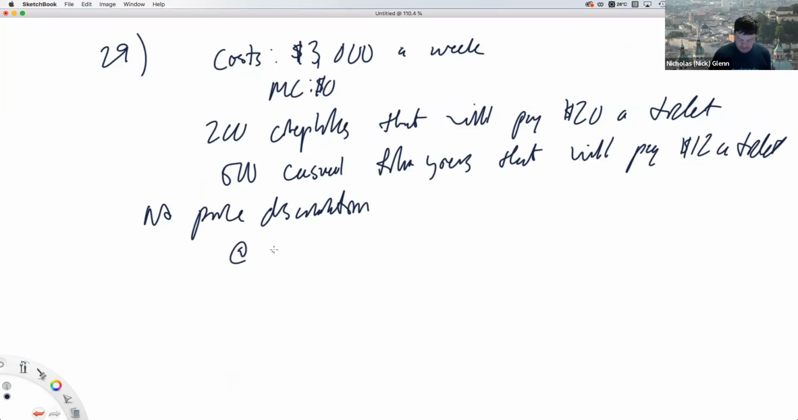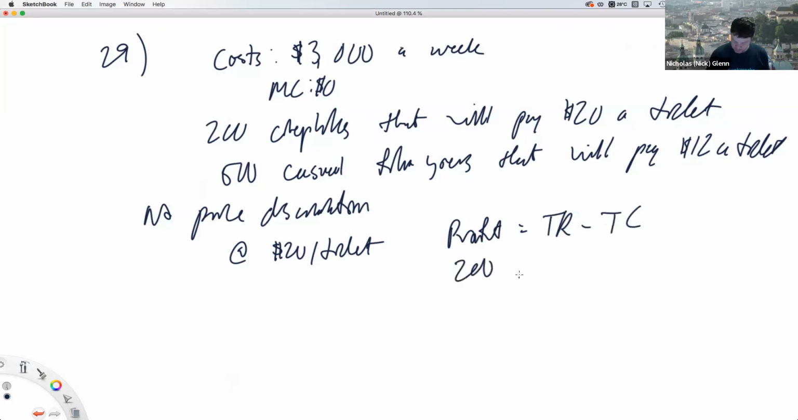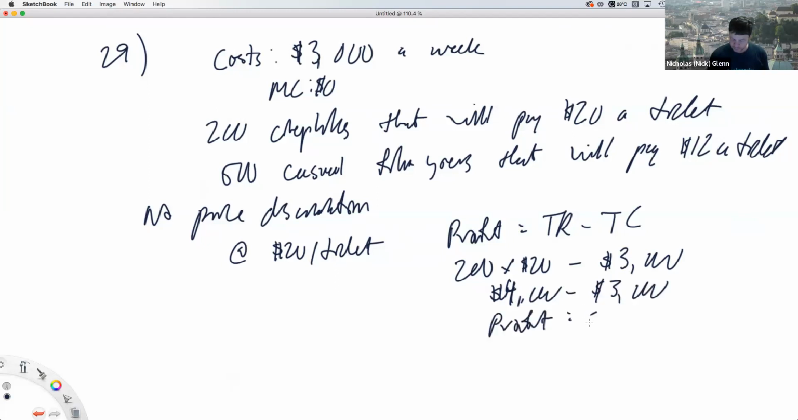So let's look at $20 a ticket. Profit equals total revenue minus total cost. Total revenue will be the 200 cinephiles that will pay $20 a ticket. Total cost here is $3,000. So that's $4,000 minus $3,000. The total profit in that case is going to be $1,000.